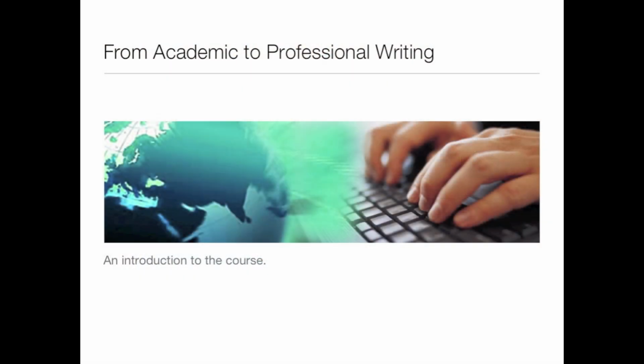Today we're going to be talking about the difference between academic and professional writing. So academic writing is the kind of writing you've probably done in most of your previous English classes, whereas professional writing is the kind of writing we're going to focus on in this course. So professional writing meaning communication for business and management. Let's get started.